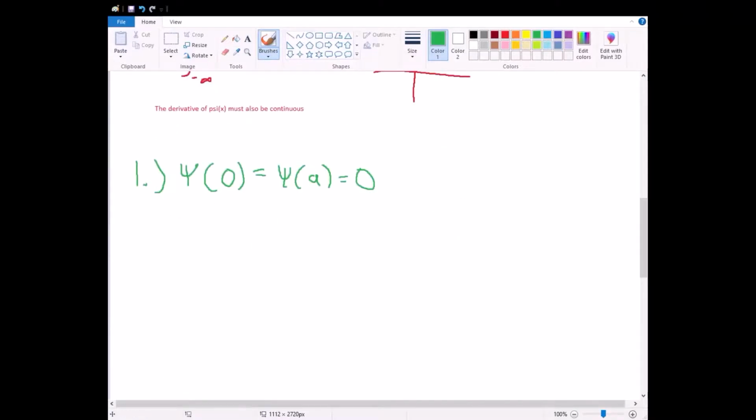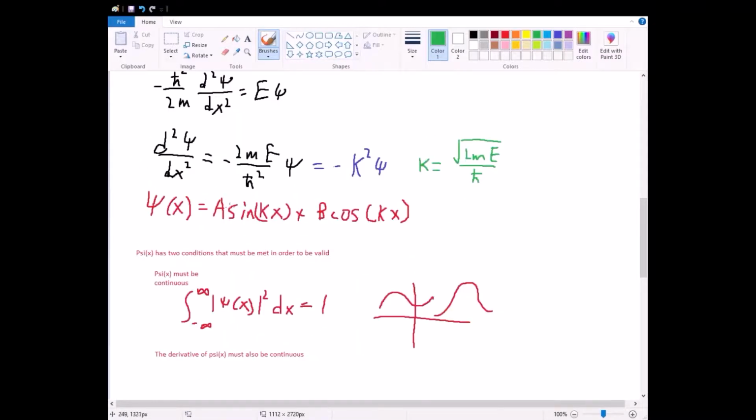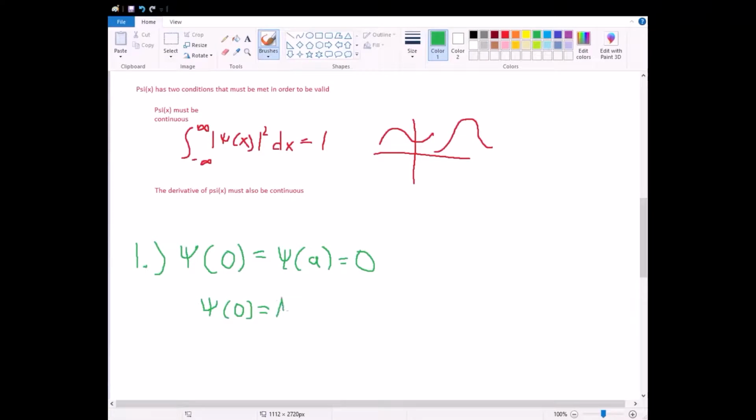Now, if we use this condition, well, we know that psi of 0, we just plug in 0, then we have A times sine of 0 plus B times cosine of 0.